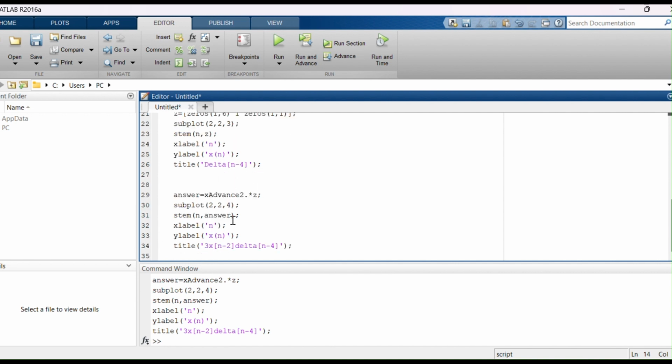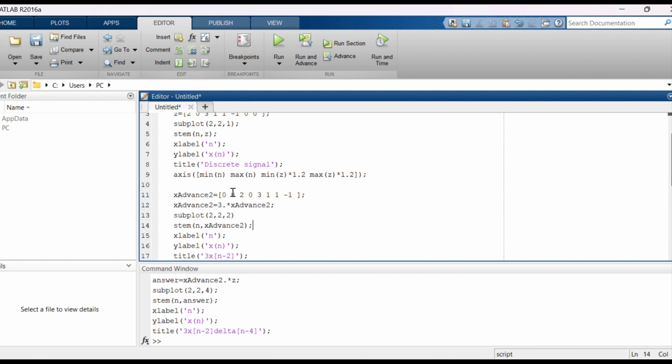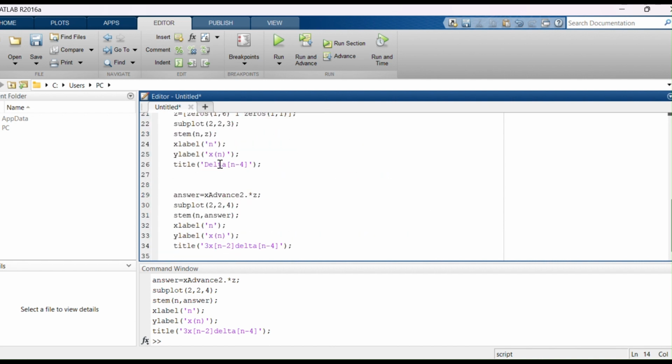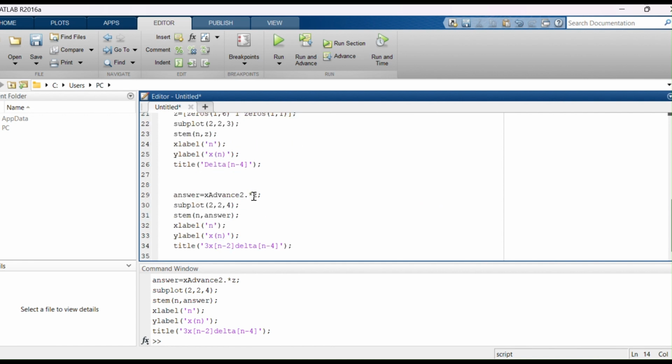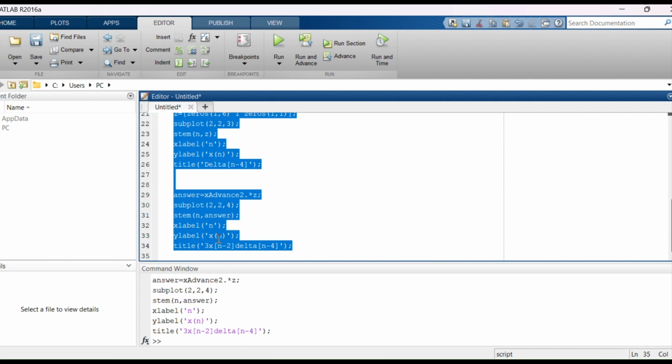The fourth graph will be the multiplication of both of them, which is the x advanced, which we did up over here, times the delta of n minus 4, which we did here. The z. Dot times, which means the multiplication. I put it into answer. Subplot 2 rows, 2 columns, the fourth index, stem, n, and the answer to draw it. X label and y label, then the title. And then let's run it. Okay?